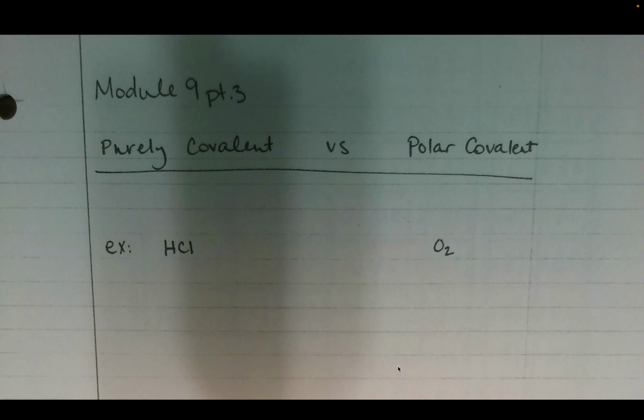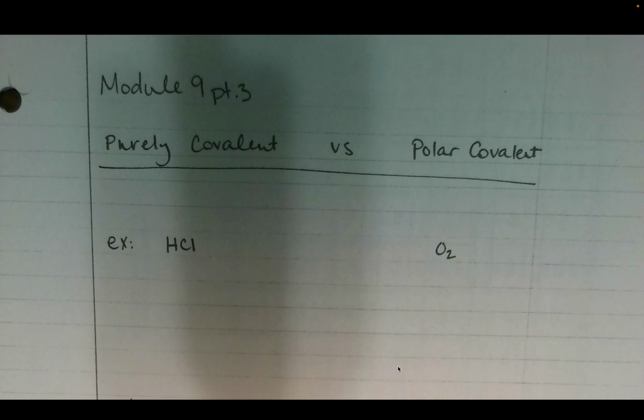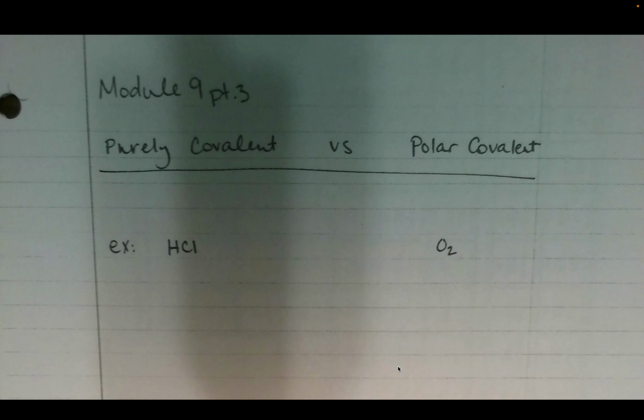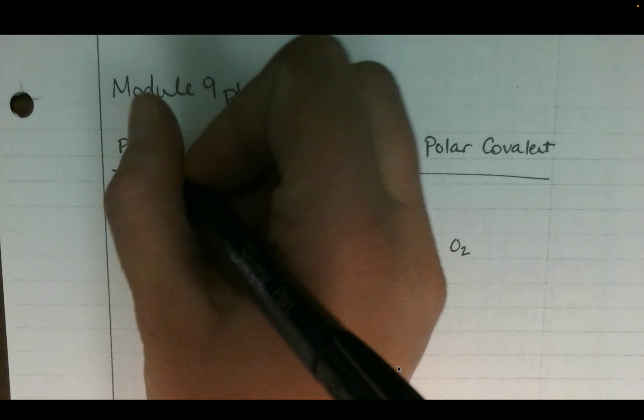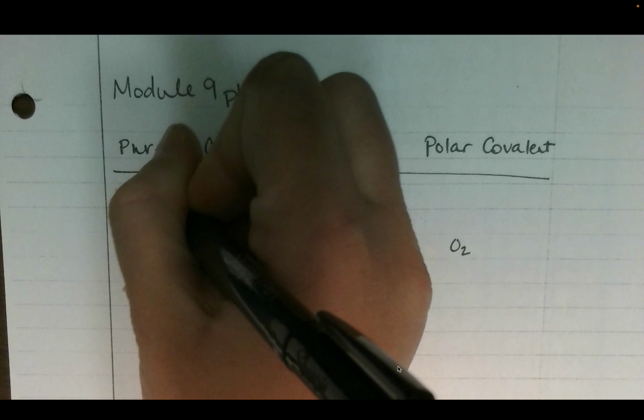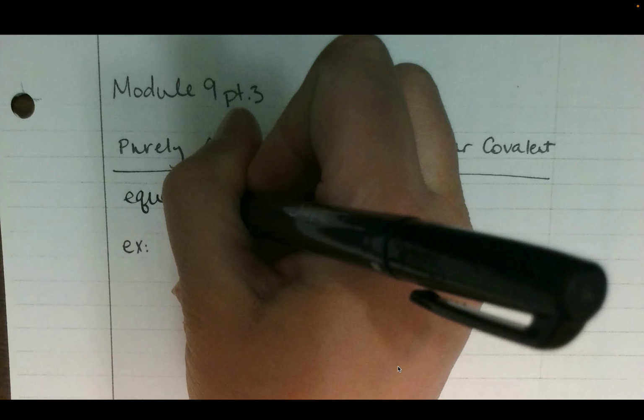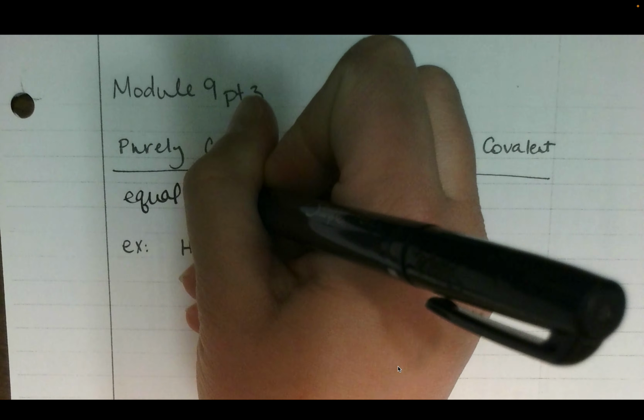The part 3 notes where we're going to talk about the difference between purely covalent and polar covalent molecules. In a purely covalent bond, I have equal sharing of my electrons. I have these backwards, it's okay. So over here, O2, and HCl. I'll draw Lewis dot structures to show this.